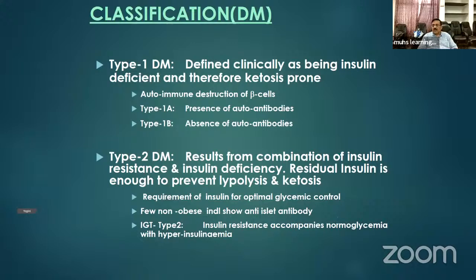In type 2, there is a combination of insulin resistance, insulin deficiency, and residual insulin to prevent glycolysis and ketosis. The requirement of insulin is for optimal glycemic control, and for non-obese individuals, islet cell antibodies. So these are the ones which are known to cause type 2 diabetes. And that is why it is important. In type 2 diabetes, there is huge scope for oral hypoglycemic agents, and these can help to prevent complications in the long run.